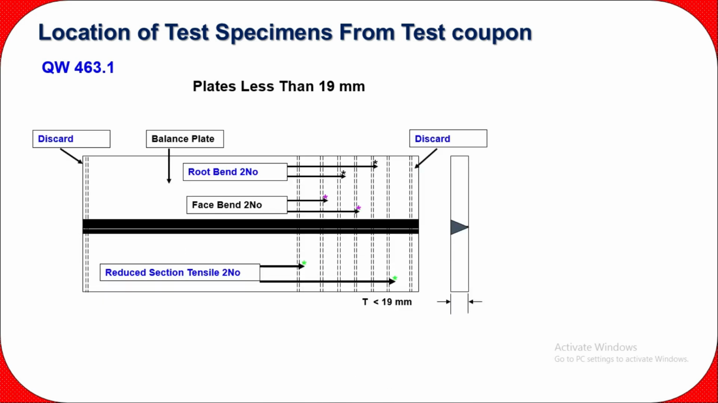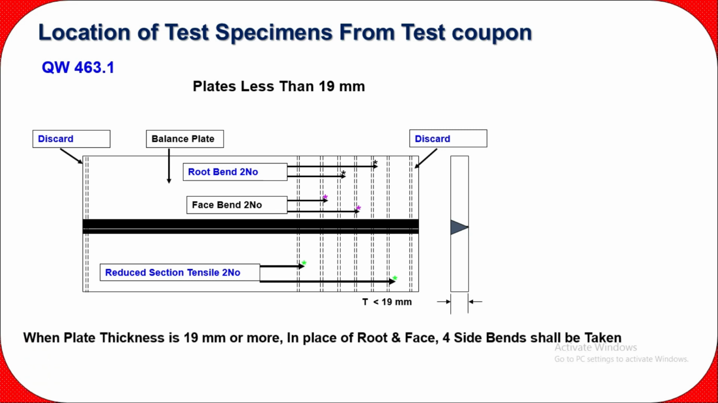So you understand how you have to mark the plate less than 19 mm. When plate thickness is 19 mm and more, in place of root and face bend, 4 side bends shall be taken.